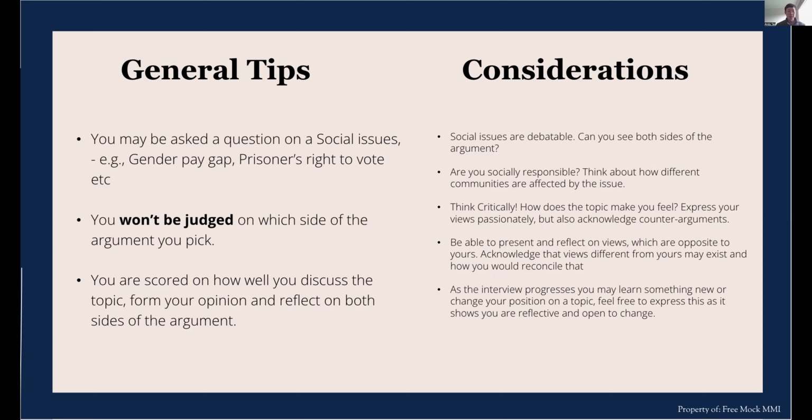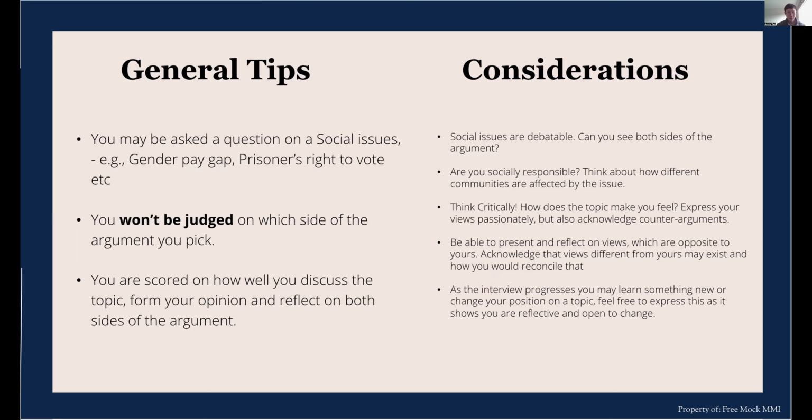And you want to use words like "improve XYZ for this vulnerable community." These kinds of phrases are really crucial. And just think really critically and talk with passion, but also with logic. So show that you care about the issue, but definitely also address the fact that counterarguments do exist. Just acknowledge that there are views that are different from yours.